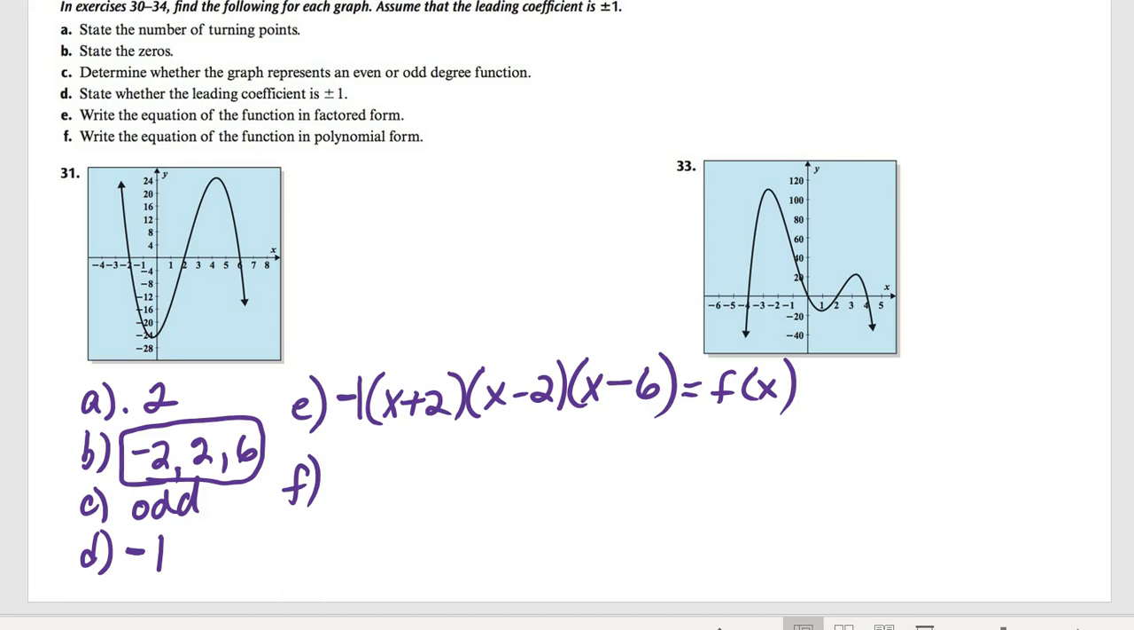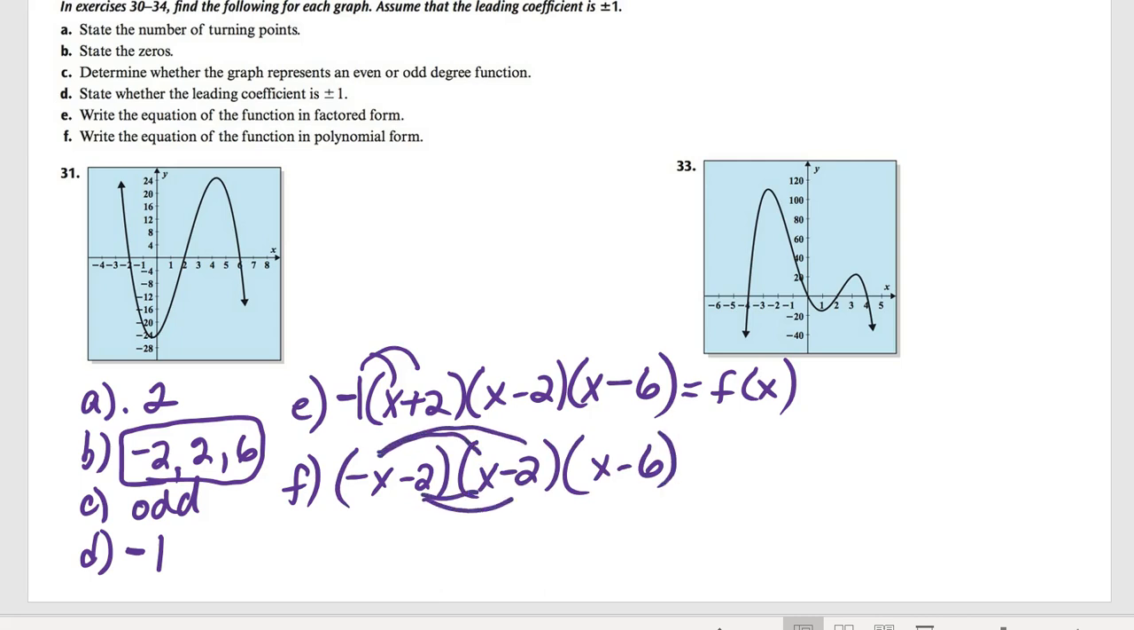Now, part F says, what is it in polynomial form? In other words, you have to multiply it out. So we're just going to take two factors at once and multiply them. First I'm going to do these two, so it's going to be -x minus 2. Next, I'm going to do these two, and I'm going to get -x squared plus 2x minus 2x plus 4. And then I'm going to take that product and multiply times x minus 6.